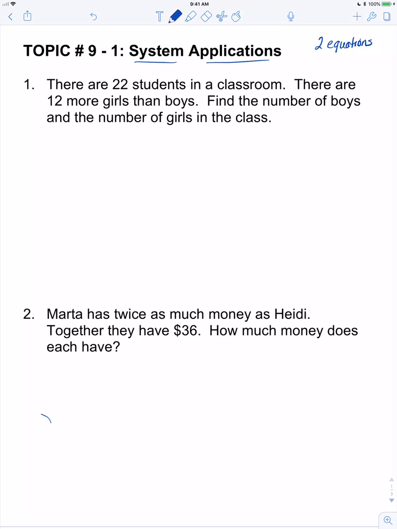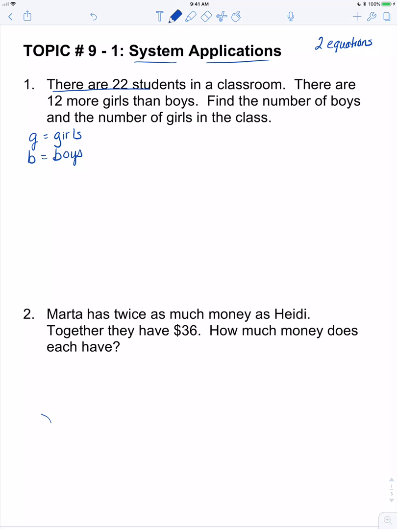There are 22 students in a classroom. There are 12 more girls than boys. Find the number of boys and the number of girls in the classroom. Well, what are our two variables? We've got G, and we're going to use that variable for girls, and we have boys in the classroom. And so we're trying to find out how many we have.